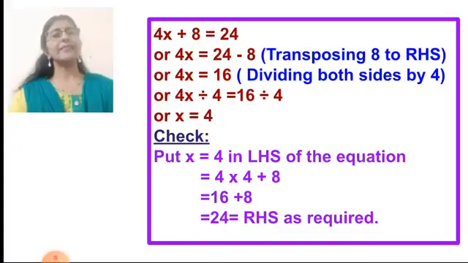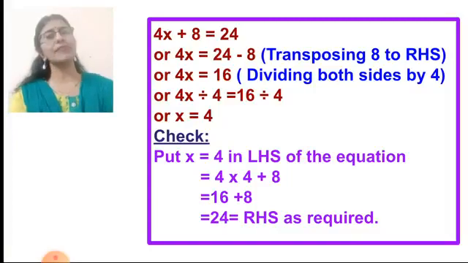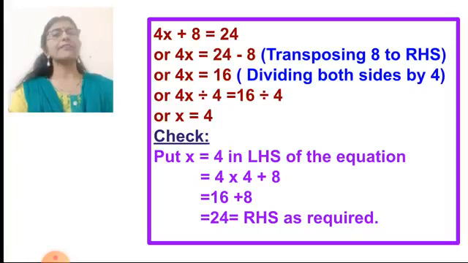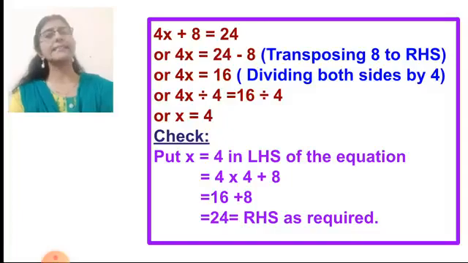Now we will check whether the solution is correct or not. We will put x is equal to 4 in the LHS of the equation. Let us substitute the value 4 and see. On the LHS, 4x plus 8 is there. So we will write 4 multiplied by, in place of x we will write 4. 4 into 4 plus 8. So 4 4s are 16, and 16 plus 8 is 24, which is equal to the RHS as required.